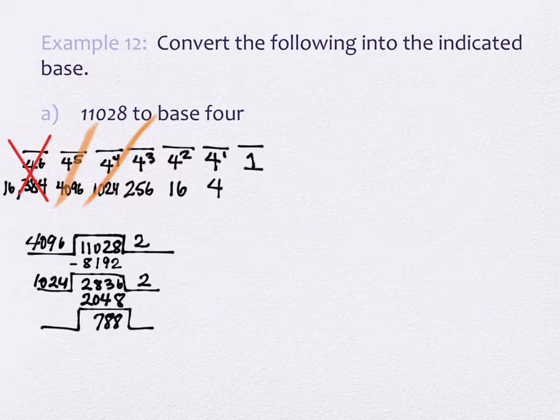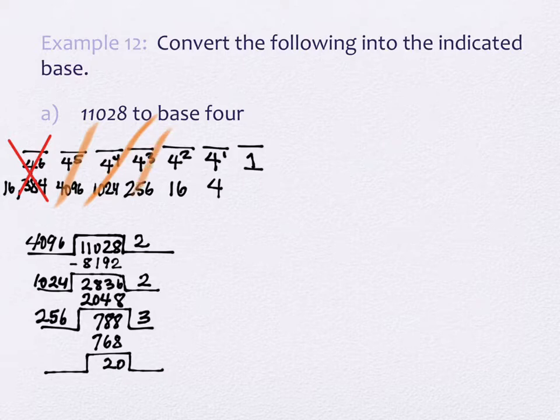Okay, so we take care of the 1,024, so now 256. How many times will 256 go into 788? It is 3 times. And 3 times 256 is 768. I think you can probably subtract that one in your head. It's 20. We don't skip any powers, though.